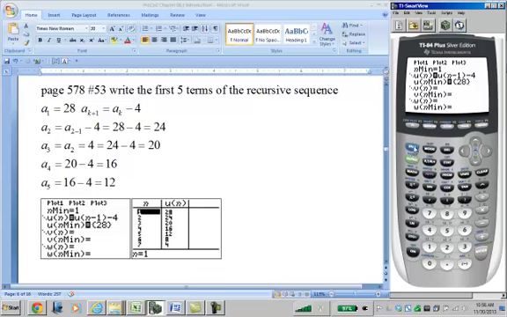Okay, then we hit second and graph, and there we go, 28, and you can see it going down. Okay, moving on.